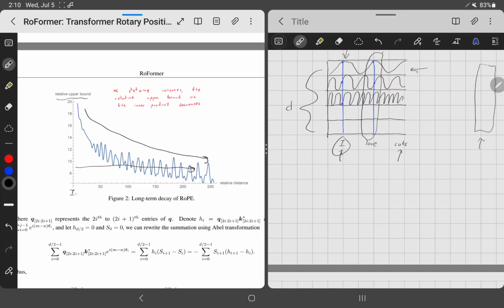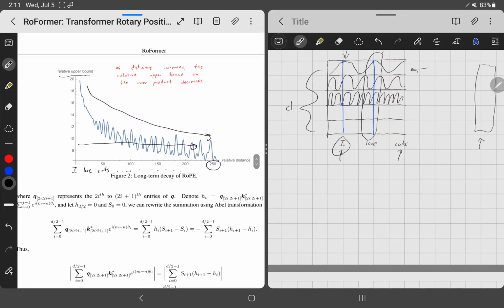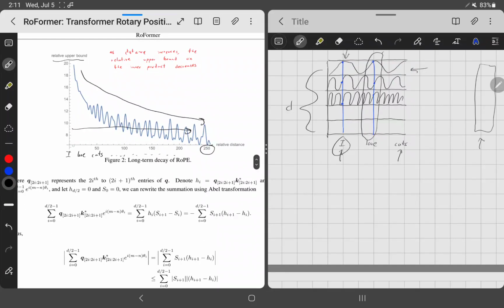So if this was the word I, and then love and cats, and then you have a bunch of other words in a paragraph, then you're assuming the word at 250 is a lot less important than the word that's just one position away. And that's what this relative encoding does.